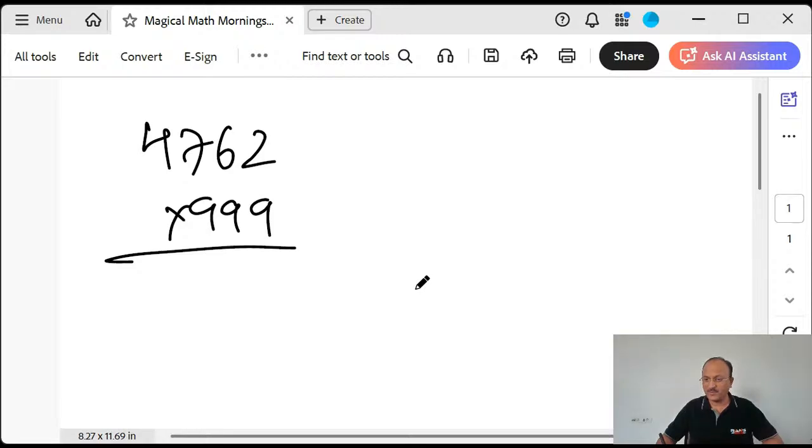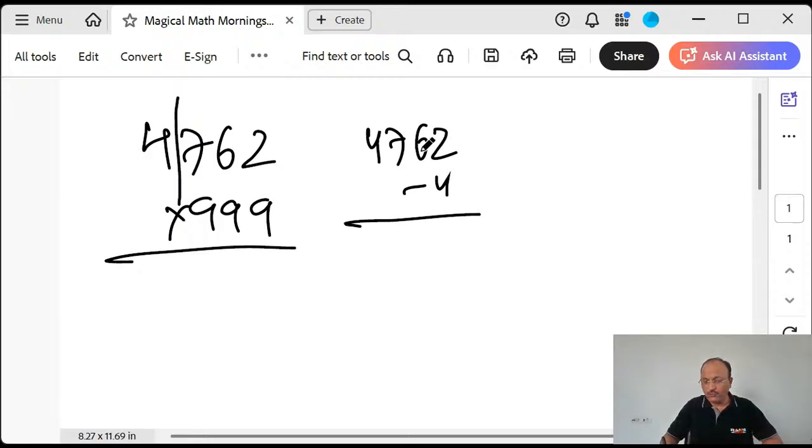Yes, it's perfect. 4757238. How do I think? Normally, I will consider it as two parts. Correct? No, three digits are there, two digits. So what I do, I'll just subtract this 4 from this. 4762 minus 4 gives 4758. Correct? No? I'll write one less, 4757, followed by the complements for this, all from 9 and last from 10.